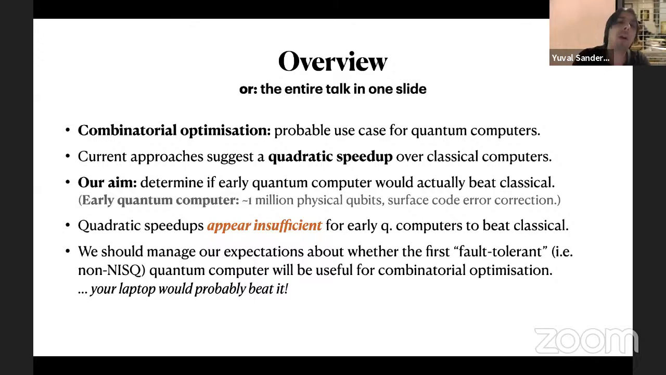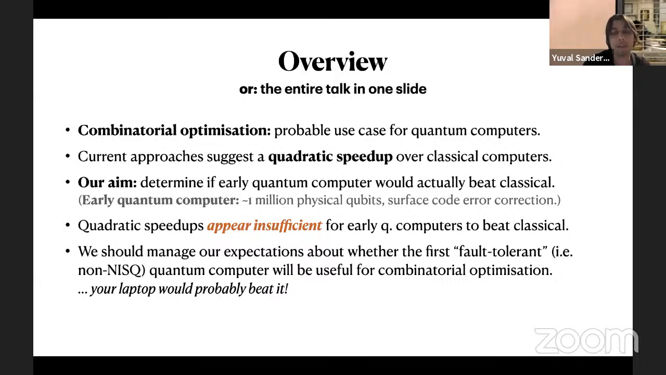So given that we're actually asking to what extent an early computer would beat classical computers, and by early I do mean these 1 million physical qubits, nothing bigger than that, it does seem to be the case that the quadratic speedups aren't good enough for the quantum computers to beat classical computers. And that's probably not so surprising or concerning for people who really know the algorithm stuff, but it might be that people who aren't so closely connected with the algorithms are a bit surprised by this.